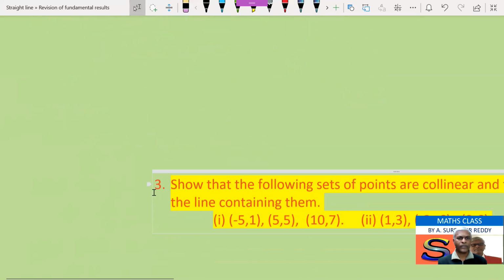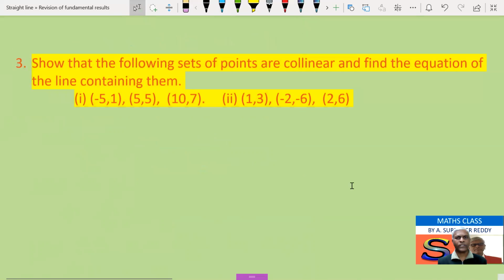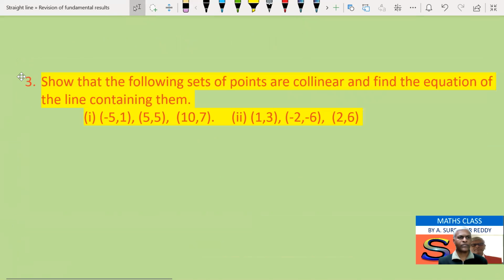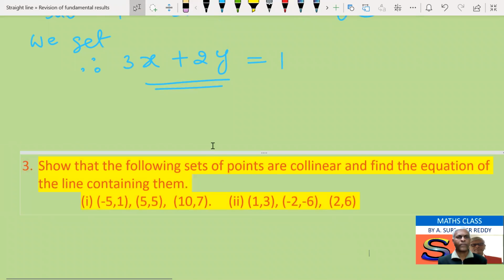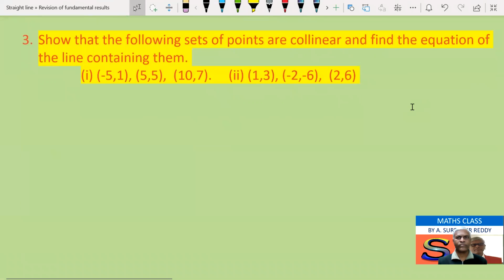Now another question from the exercise. Third question. Show that the following sets of points are collinear and find the equation of the line containing them. Here 3 points are given. We have to show that the points are collinear, and we have to find the equation passing through the points.